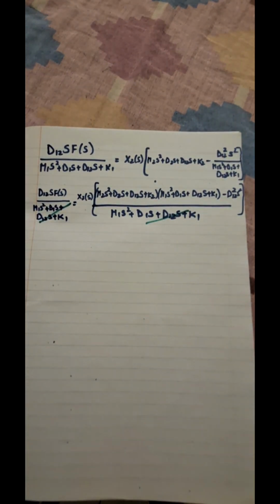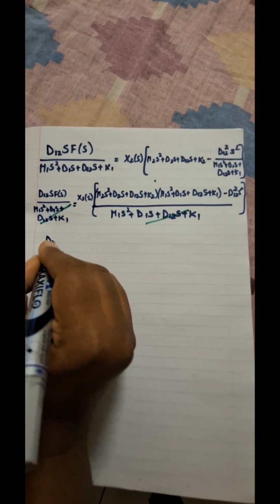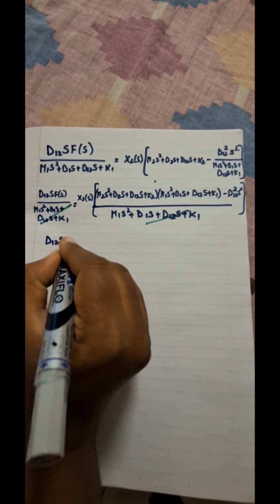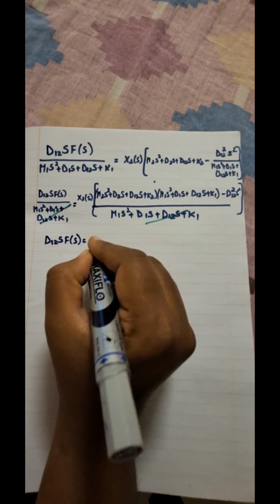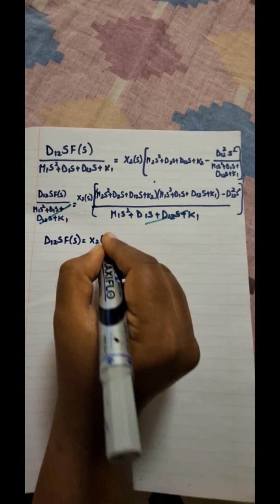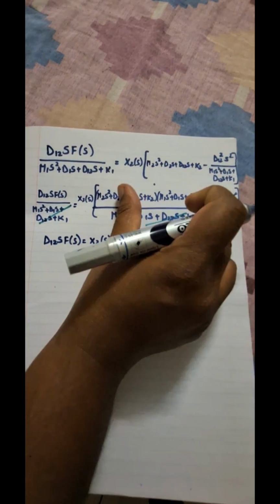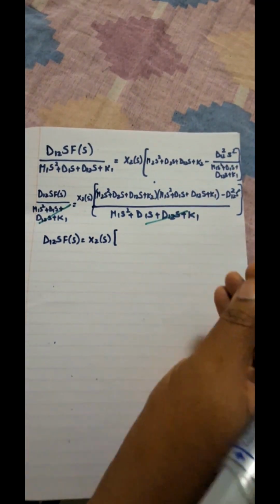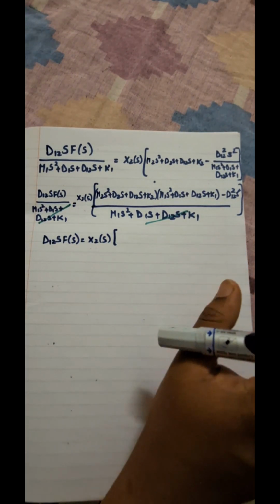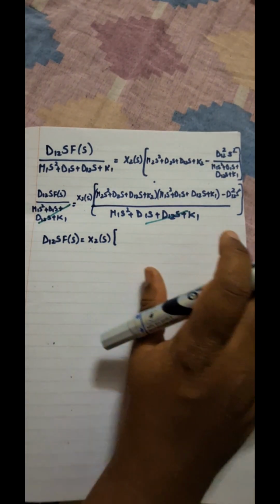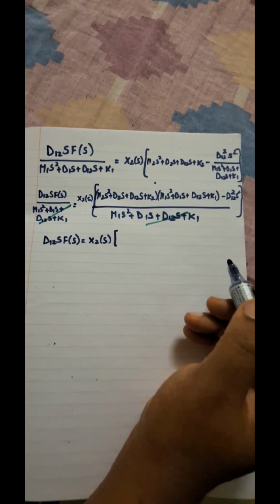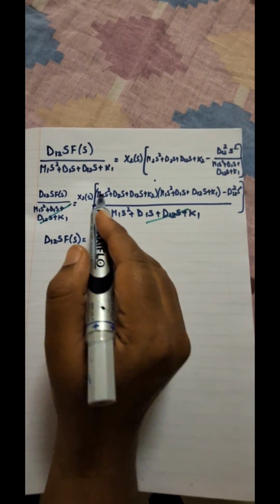Denominators are the same, so I cancel them. So now I have the equation D12(s) F(s) equals X2(s) into this answer. If you want to write it as it is, write it. If you have confusions with multiplications, never mind. But if you can, it's better, so that you will get full marks.